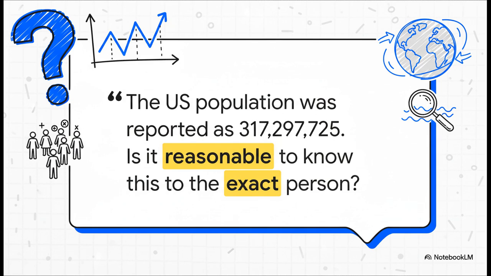And this brings up a fantastic real-world example. A few years back, the U.S. Census reported the population down to the single last person. But seriously, think about that for a second. With people being born and dying every moment of every day, is it really possible to know that number with that much certainty? Probably not. It's a lot more reasonable to say the population is about 317 million, right? That acknowledges the uncertainty. So context is everything.